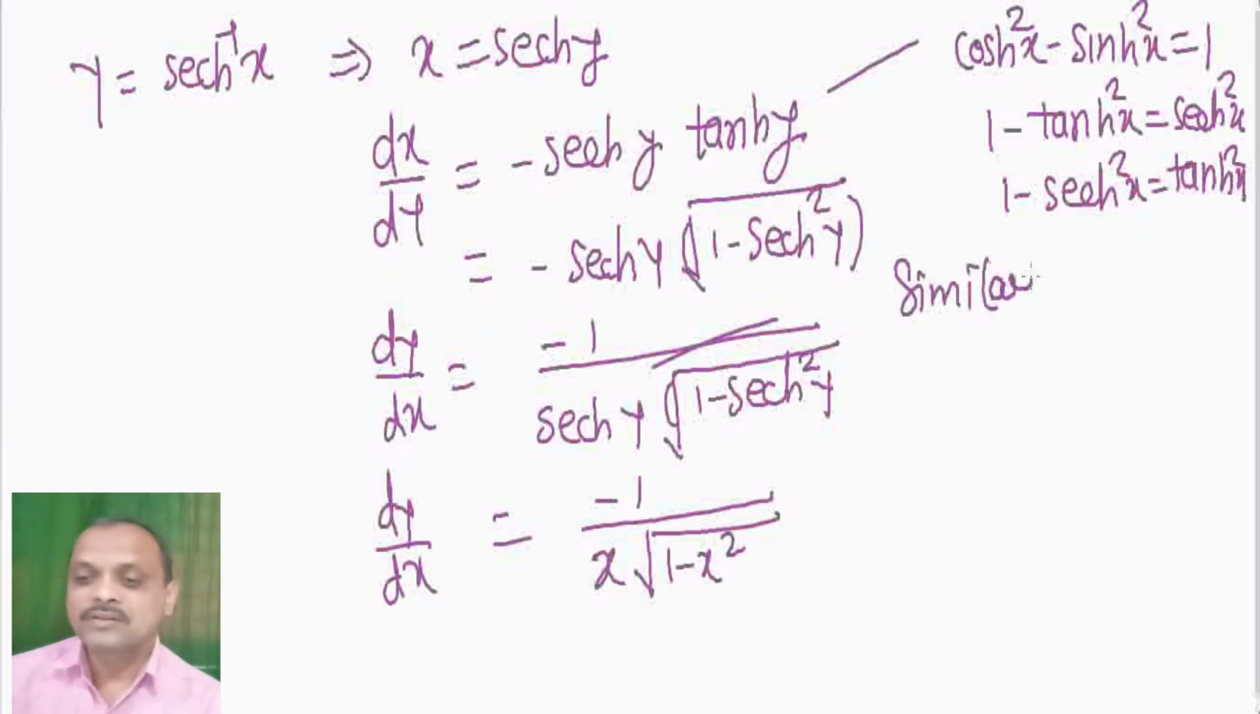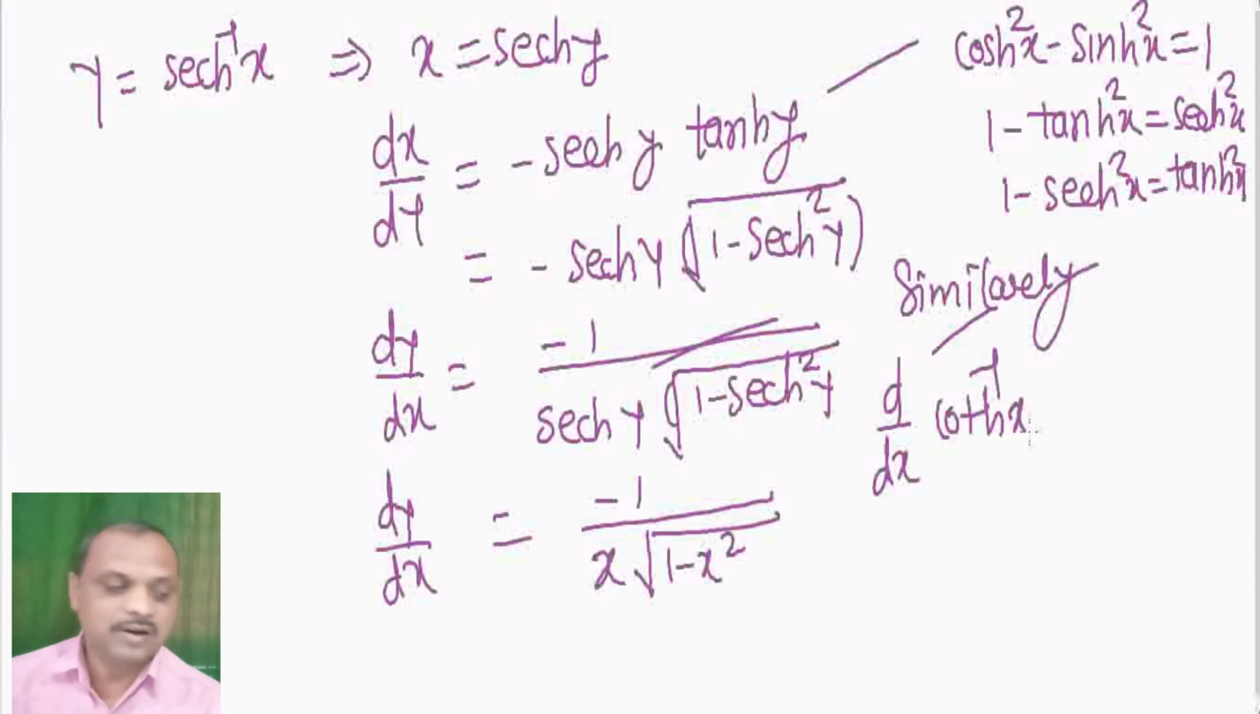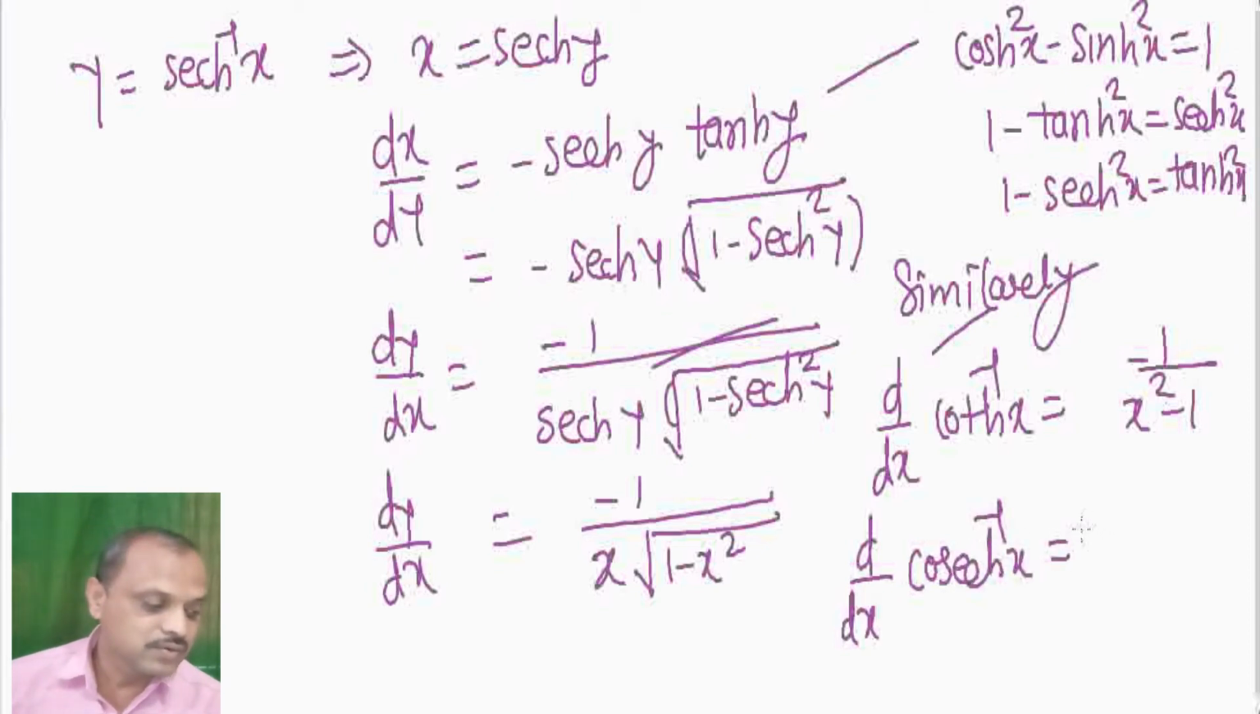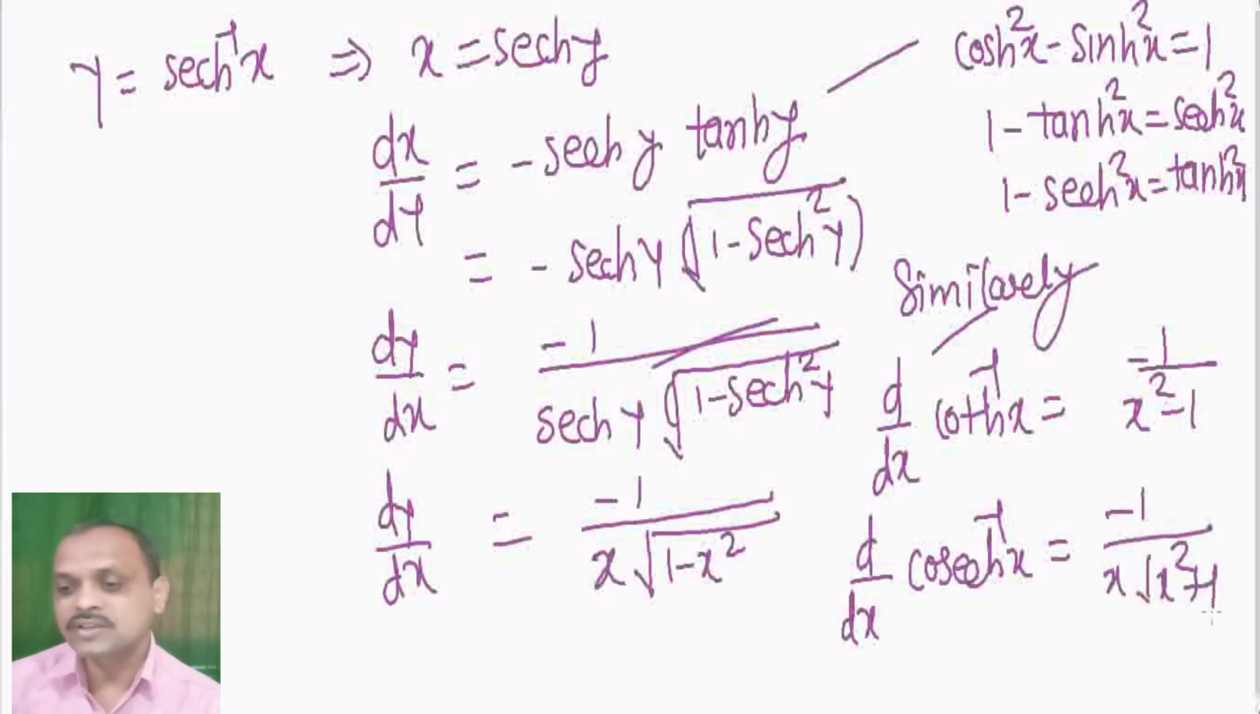Similarly, we can find the derivative d by dx of coth inverse of x equal to minus 1 divided by x square minus 1, and d by dx of cosech inverse of x equal to minus 1 divided by x into under root of x square plus 1.